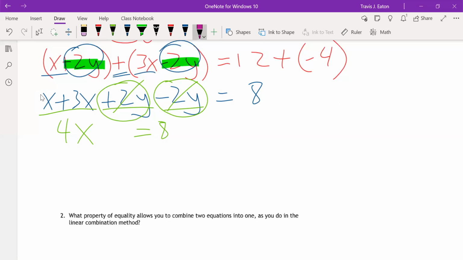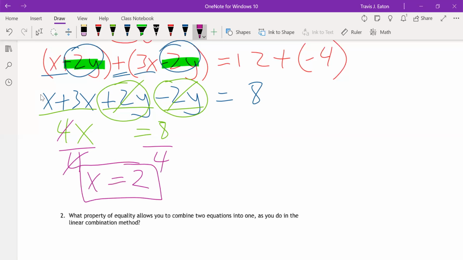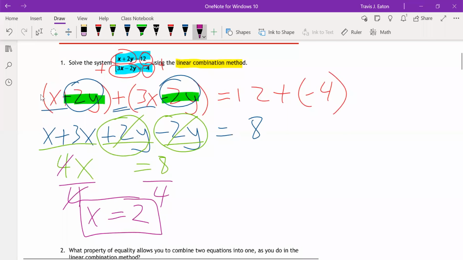Well, with that, all I have to do is divide both sides by 4, and I end up with x equals 2. So now I have solved for x. I know what x is. And so I can go back into one of my original equations, or both of them for that matter, and I can solve for y. So I'm going to take my 2, which is my x, and put it back into my first equation.